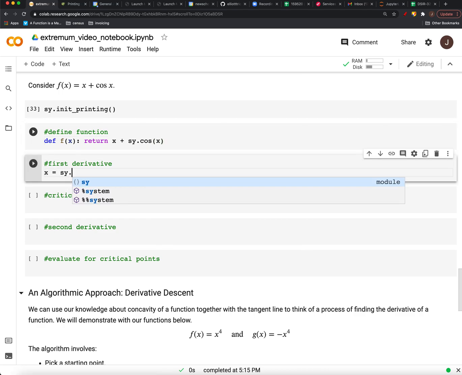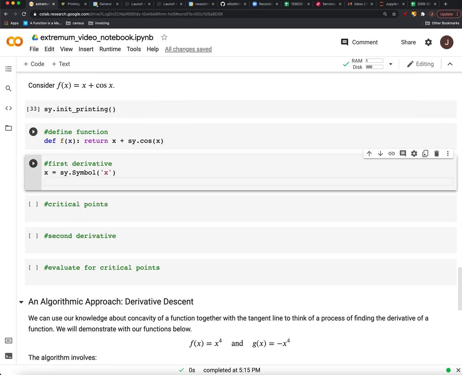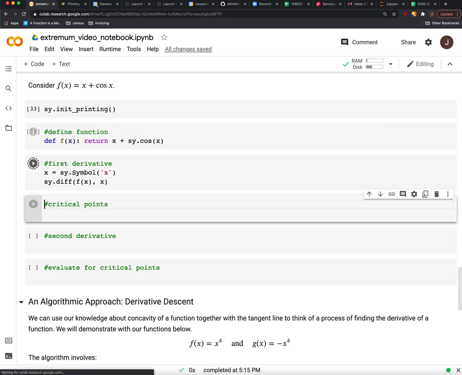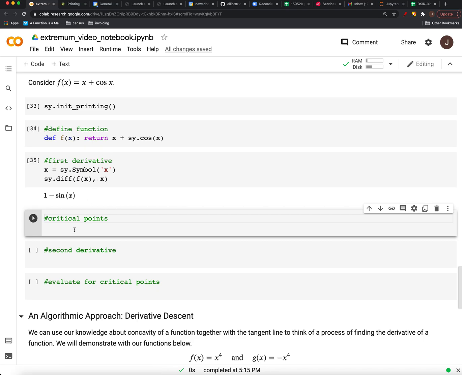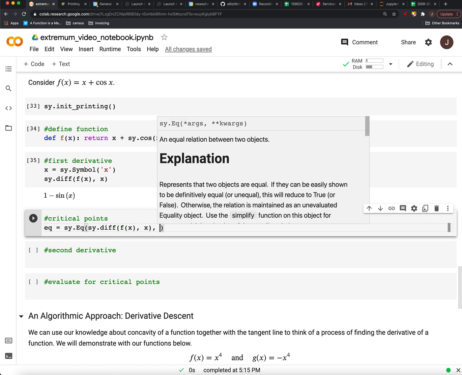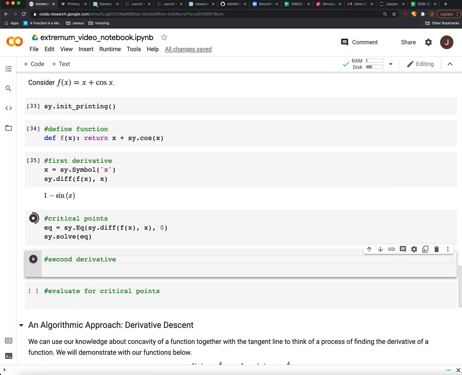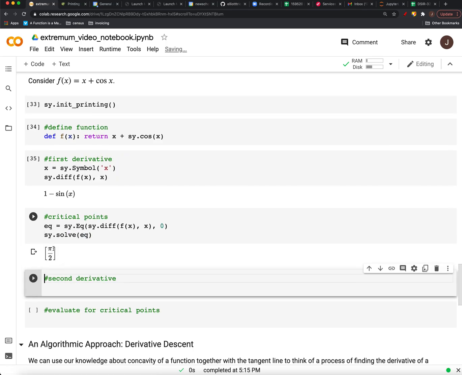Again, I want to make sure that x is a symbol. And then we can find the first derivative. Then we can just use that. The critical point, again, we'll have an equation, and it's just an equation, and I'll say that's the derivative of f of x with respect to x. When does that equal 0? And it's at pi over 2.